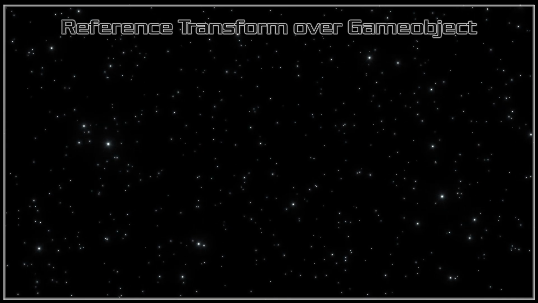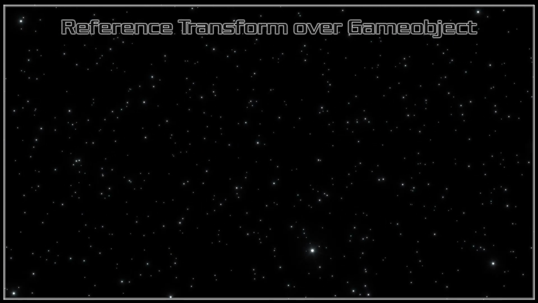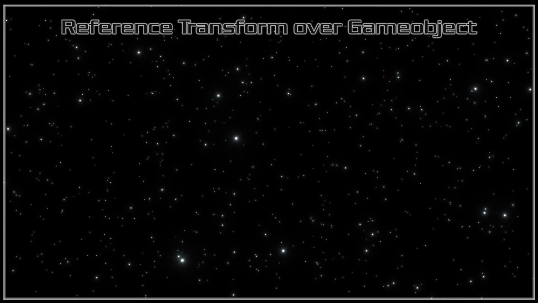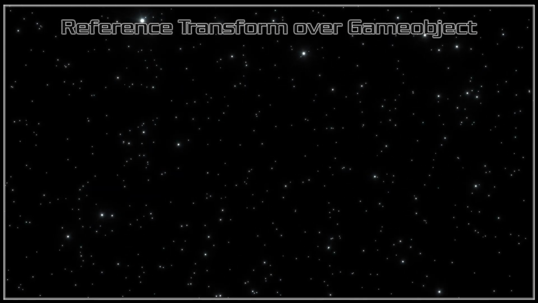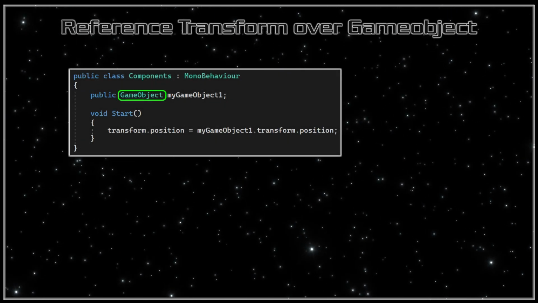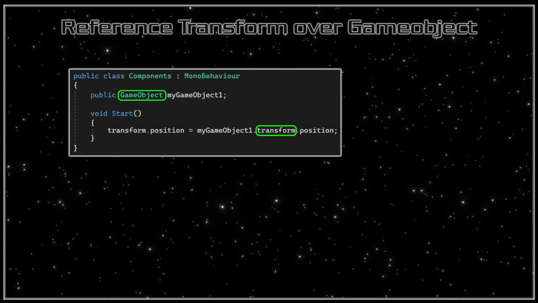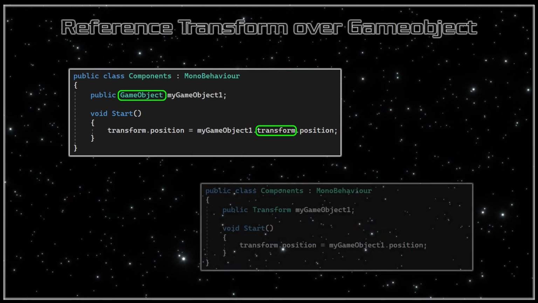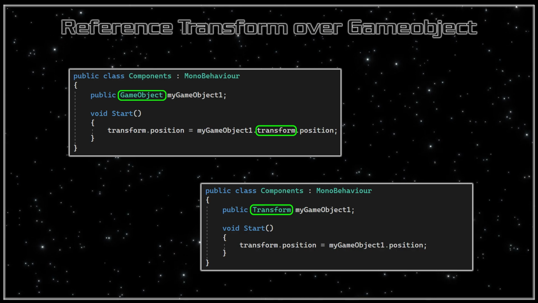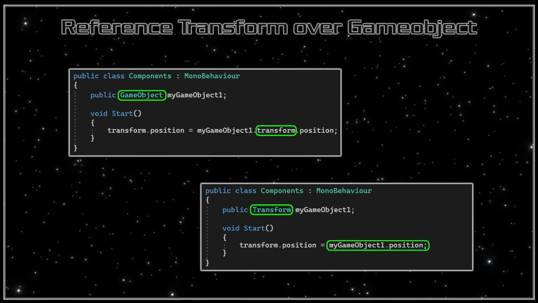Okay, and while we're on the subject of components, let's just go over referencing transform rather than Gameobject. So if you wanted to track the transform of an object, rather than make a reference to the Gameobject like this, and then you would have to type in Gameobject.transform, you could just reference the transform like this, and then there is no need for that extra bit of code.